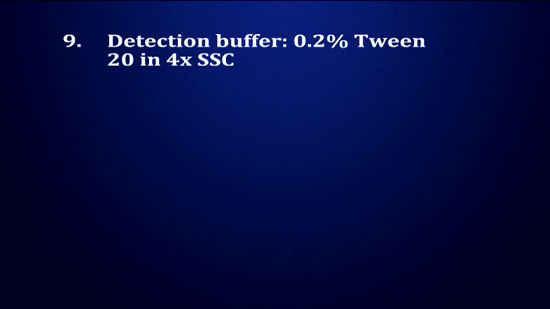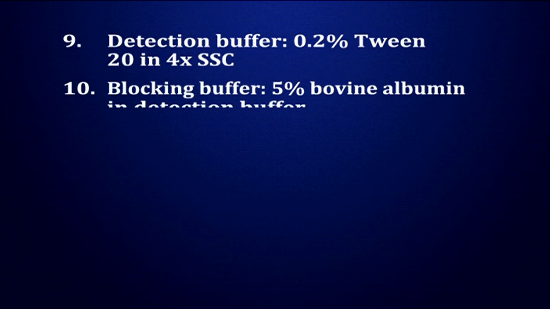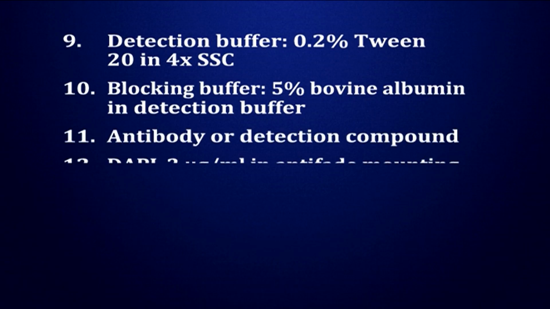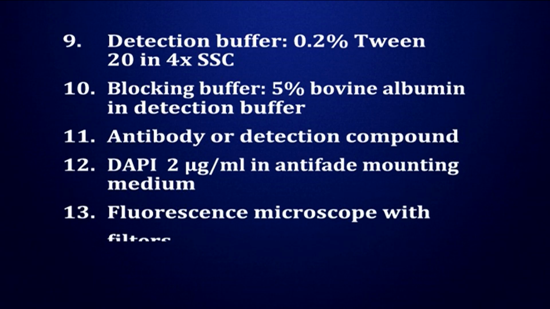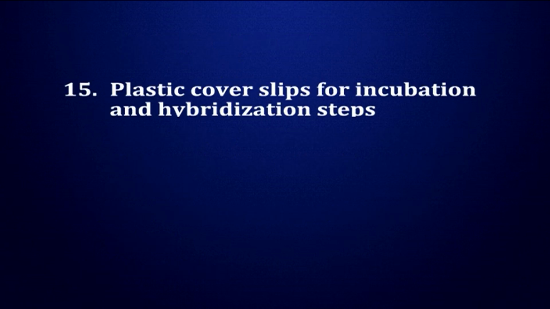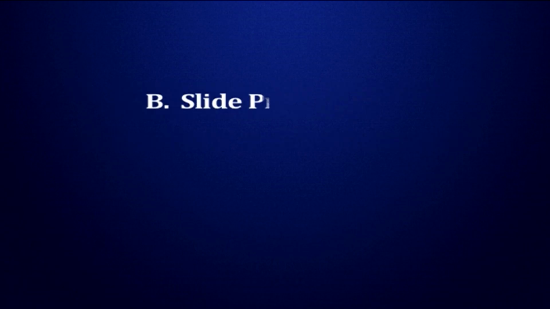detection buffer 0.2% Tween 20 in 4x SSC, blocking buffer 5% bovine albumin in detection buffer, antibody or detection compound, DAPI 2 micrograms per ml in antifade mounting medium, fluorescence microscope with filters, glass slides, plastic cover slips for incubation and hybridization steps, heat block, modified thermocycler.